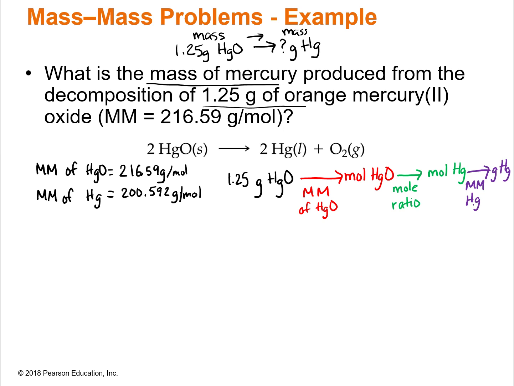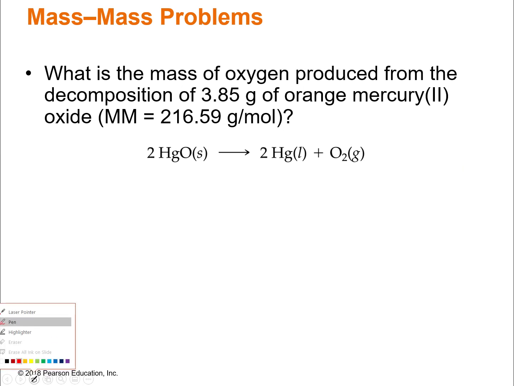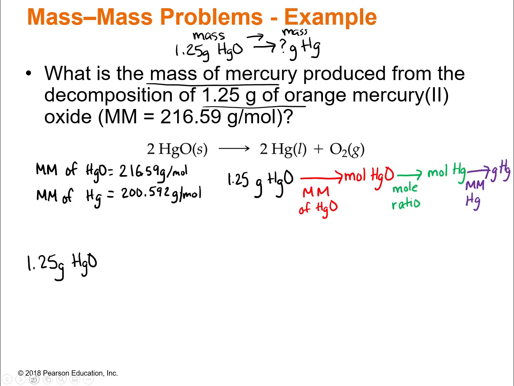So I'll try to stick with the same color scheme so you can match up which unit factor goes where. We've got our mercury 2 oxide. So the first piece, we have to write out a unit factor to go from grams to moles of mercury 2 oxide. That's where the molar mass comes in.